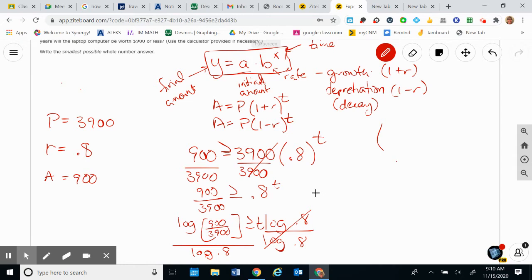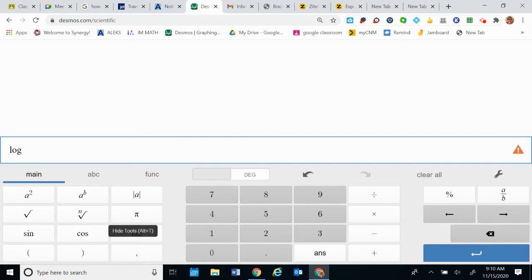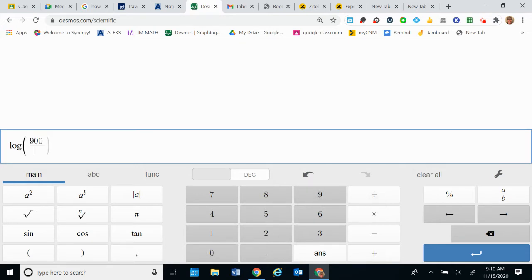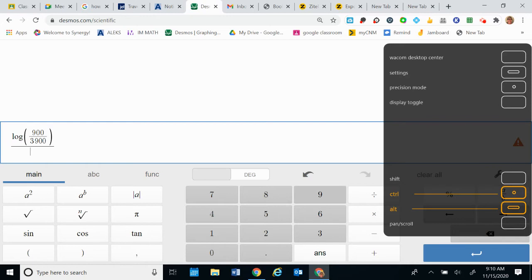So you come over here to Desmos. We're going to plug it in. Log of, and again, 3900, is it? No, it's 900 divided by 3900. Okay, here we go. And then we're going to move that over, close parentheses, divided by log.